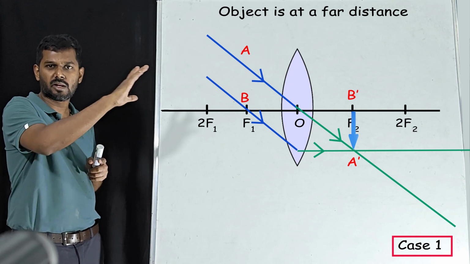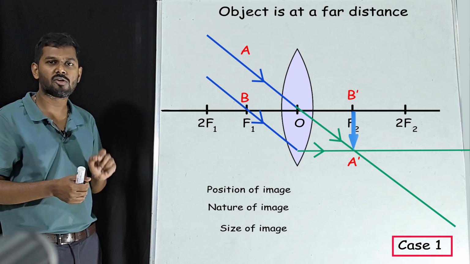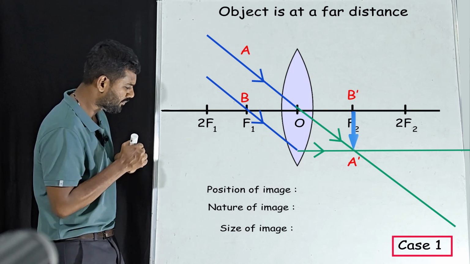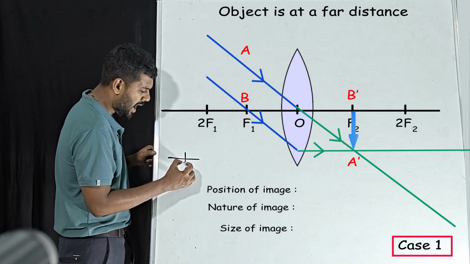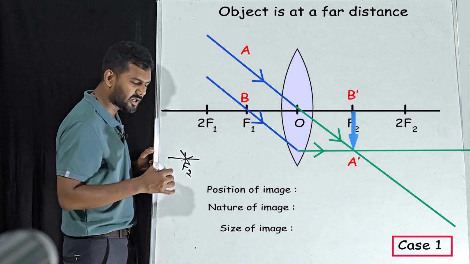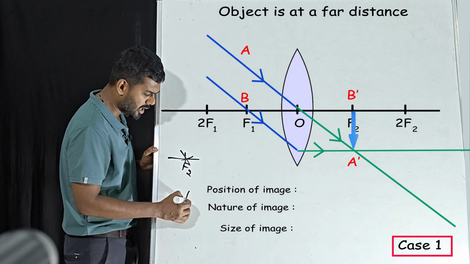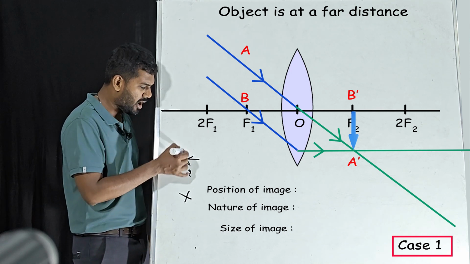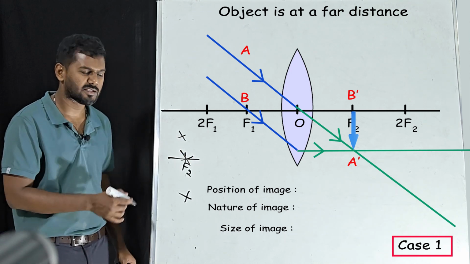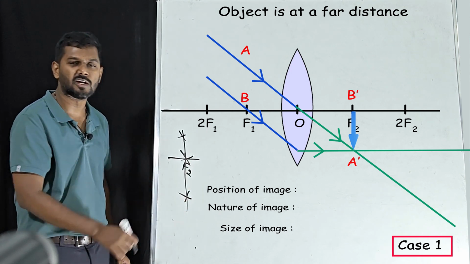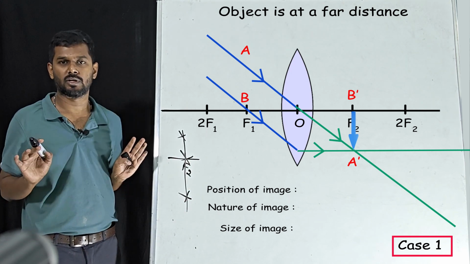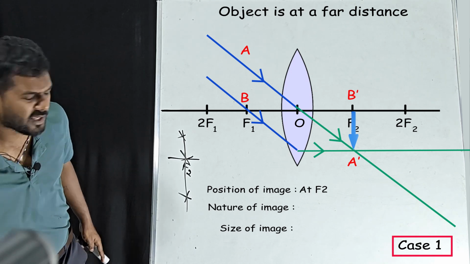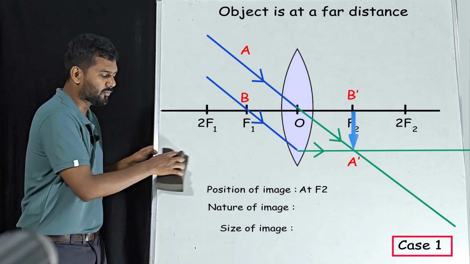So once you draw the ray diagram, these three things again you have to specify. See, in the previous case I told you, at F2 we got the intersection. Now we got below F2. If it is below F2 or above F2, anyway the position of the image we consider as F2 only. Okay, at F2, what is the position of the image? That is at F2.